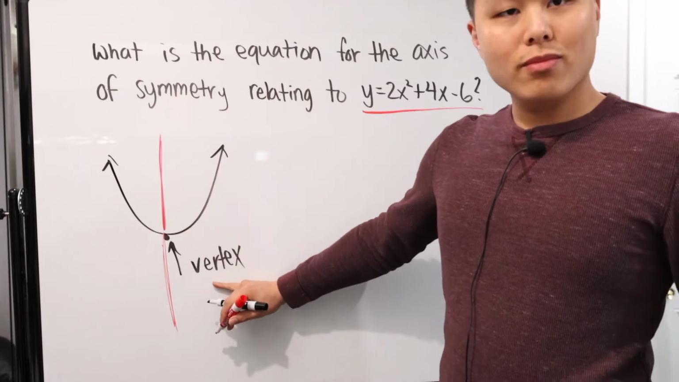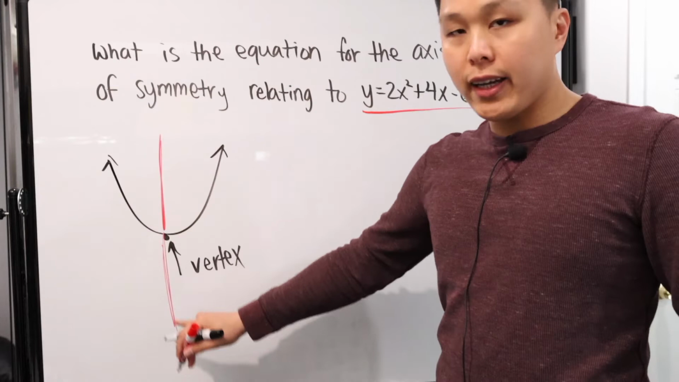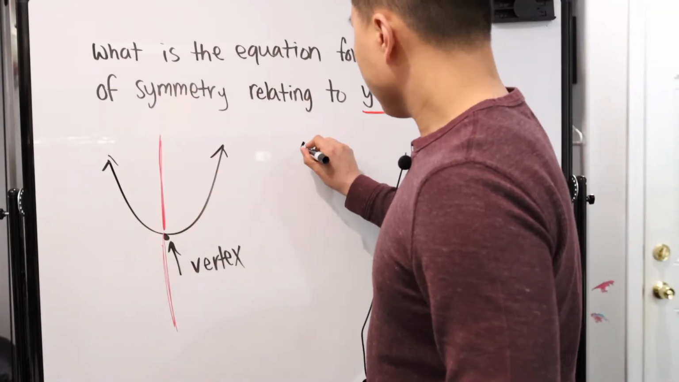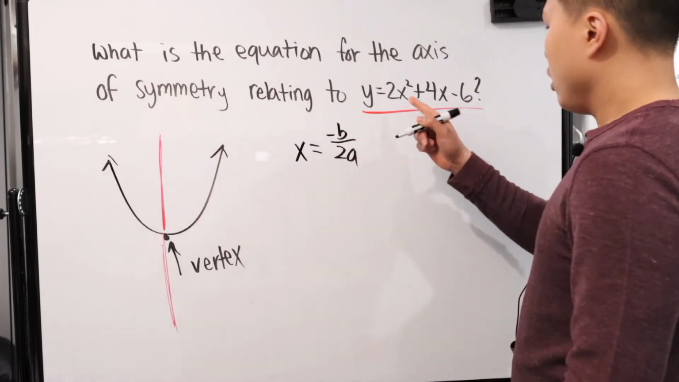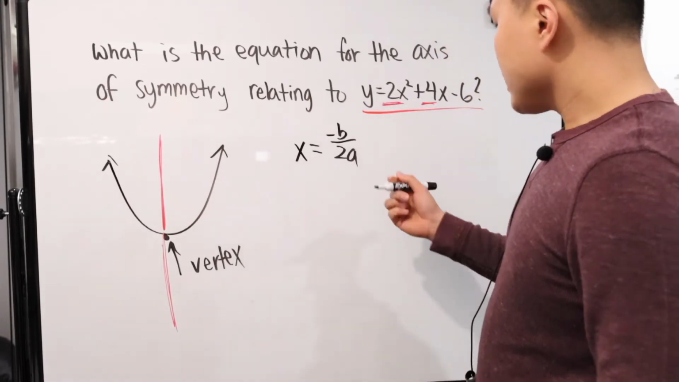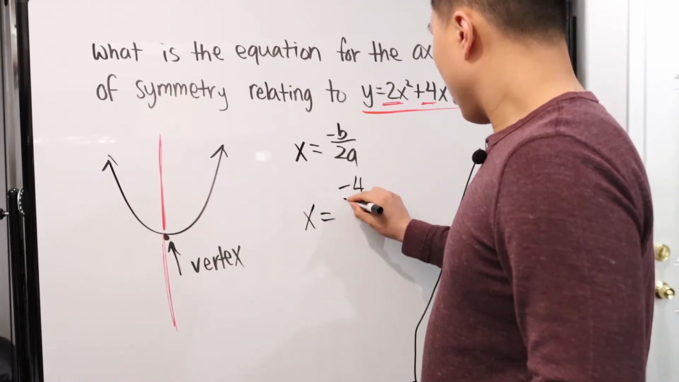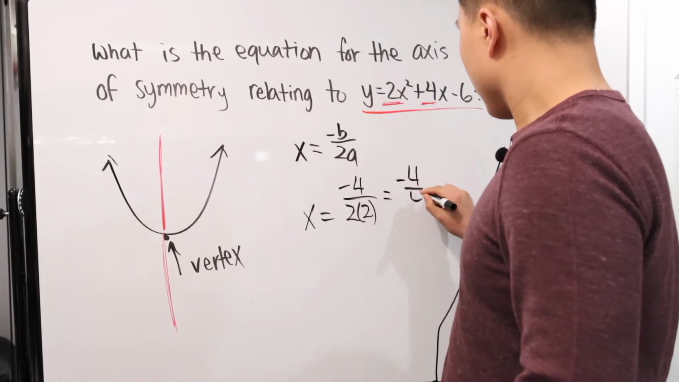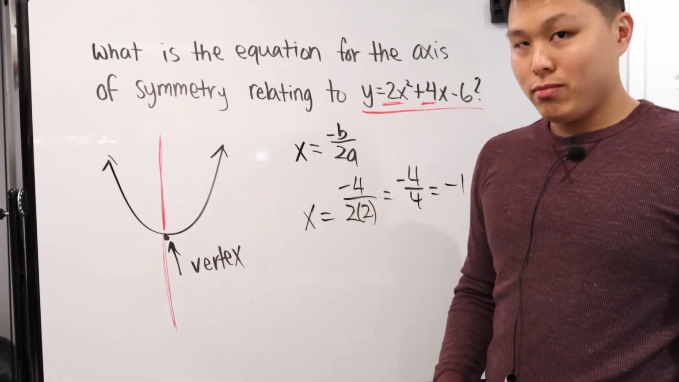Well, it's related to the vertex, right? If we find the vertex, then at least we can find that particular line. Well, the vertex formula, x equals negative b over 2a. Okay, cool. We have our a and our b. Well, if that's the case, we have x equals negative 4 over 2 times 2, which is negative 4 over 4, simplified to negative 1. Okay, that gives us our x-coordinate.